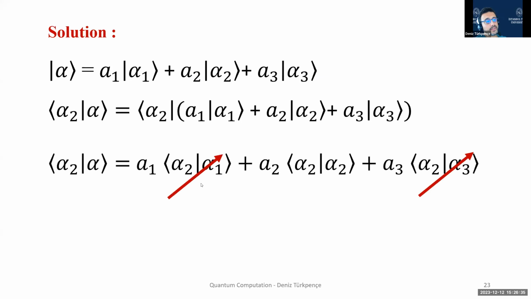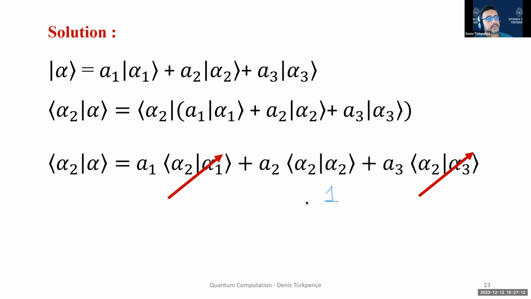Here we are going to see that alpha 2 with alpha 1, and alpha 2 with alpha 3, should be orthogonal, which means that they will obtain a zero result. Because remember that we assume that they should be orthonormal. If we are talking about the same state, the inner product should be one. And if the indices are different, it should obtain a zero result. So what we are going to obtain is only this result, and this item is going to survive after this multiplication.